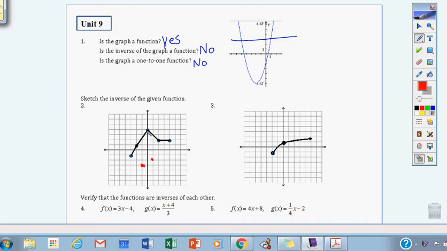0, 1, 2, 3, 4 becomes 1, 2, 3, 4, 0. 2, 2 becomes 2, 2. 1, 2, 3, 4, 2 becomes 1, 2, 1, 2, 3, 4. So we're flipping those ordered pairs, and then we just connect them the best we can.